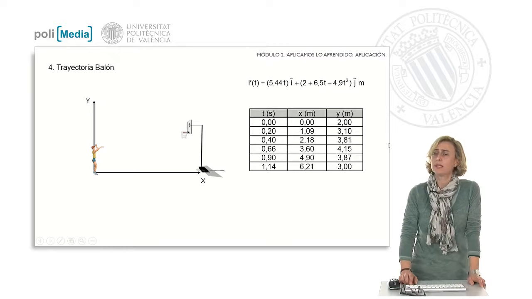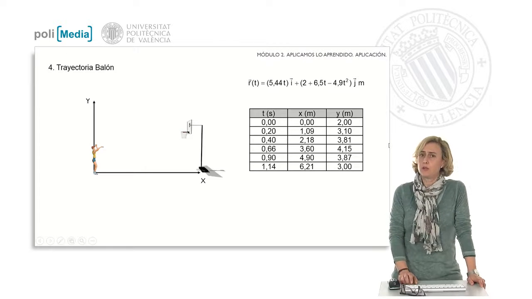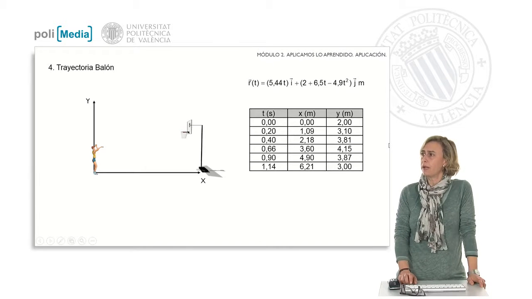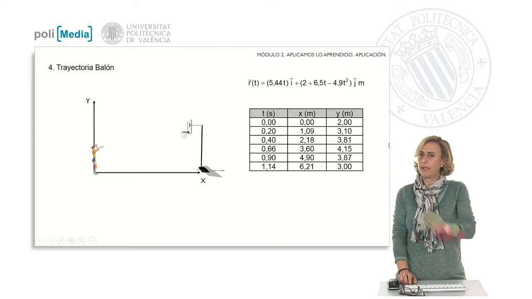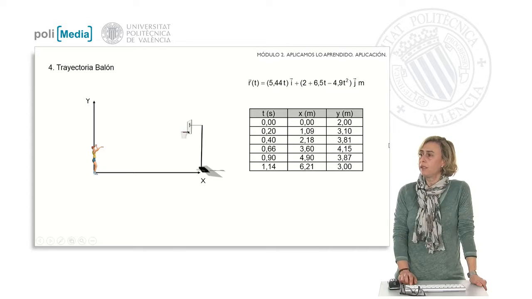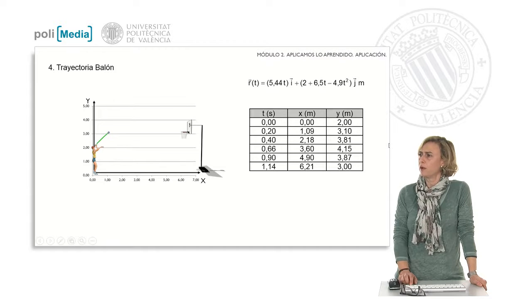Now we want to calculate the trajectory of the ball. To do this, what we have to do is to give values to the time, as shown in the attached table, and now we will plot these values over time. Indeed, the trajectory of the ball is a parabolic trajectory.